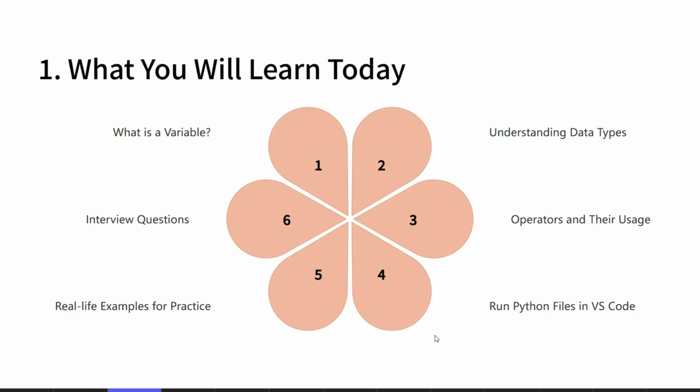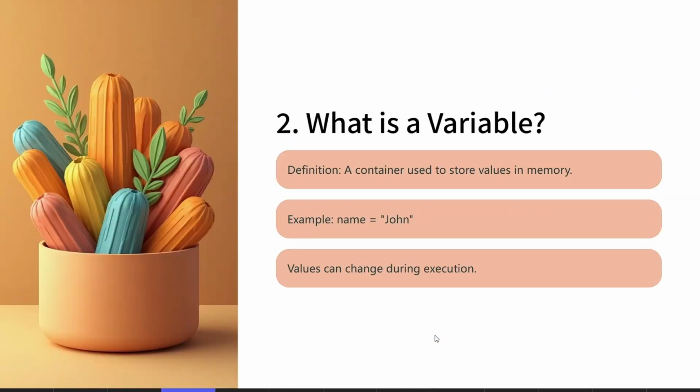So the first question in our mind: what is a variable? A variable is a named memory location that stores a value. Let me explain in very simple language. When a program runs, it needs memory, and Python gives a name to that memory. That name is called a variable. So basically, variable equals name plus its value stored in memory. This combination is known as a variable.